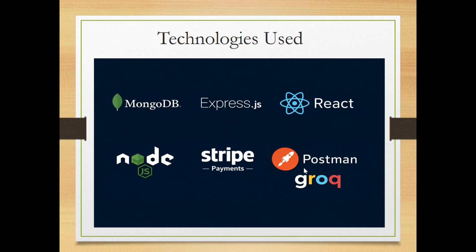Then Postman. Postman is used to test APIs. It helps the developer send requests to the backend. It's used in the project to test login or order APIs and debug the backend endpoints.